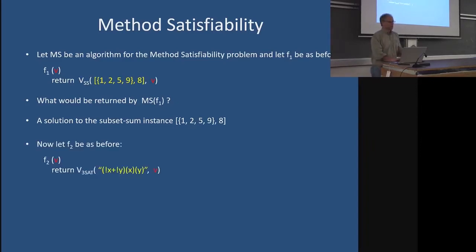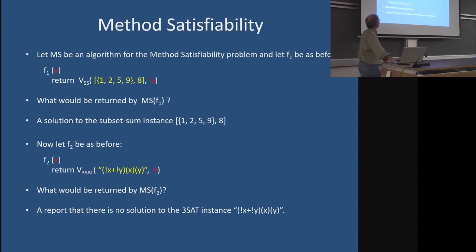Okay? Same thing with 3-SAT here. We can take any 3-SAT instance, plug it in there, and MS of F2 is going to return something that satisfies it if it exists. Well, in this case, it'll tell us if there is no solution. So MS is either going to find a solution or tell us none exists.